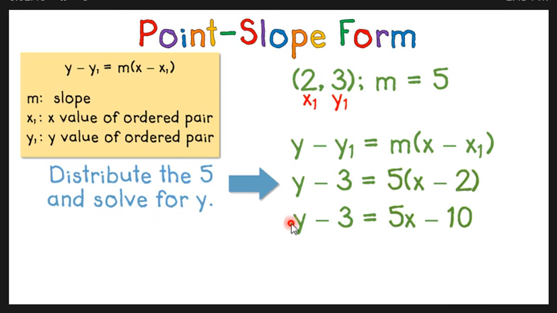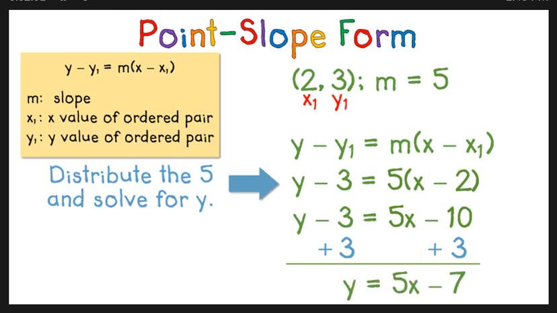So in this case, we have y minus 3. So we need to move this negative 3 or undo this operation. And so the opposite of subtracting 3 would be to add 3. So we would add 3 to both sides of the equation. And then we would bring down our 5x, and negative 10 plus 3 would give us negative 7. So our equation in slope-intercept form would be y equals 5x minus 7.